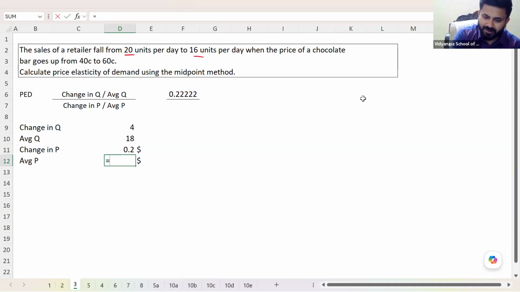What is the average price? Current price is $0.4, 40 cents. New price is 60 cents. So 0.4 plus 0.6, the whole divided by 2. That is 40 cents plus 60 cents, $1 divided by 2, which is 0.5. So what is the denominator? The change in price, $0.2, divided by the average price, 0.5, so 0.4. So what is the value? 0.2222 divided by 0.4, 0.55 or 0.56, you may round and say.